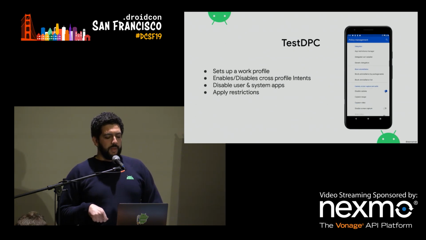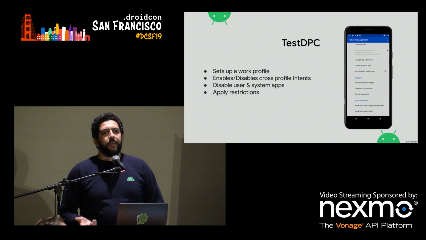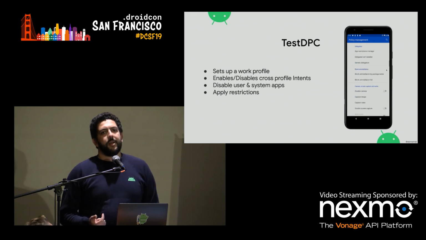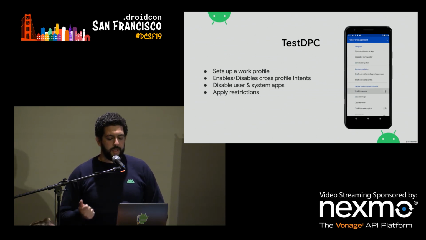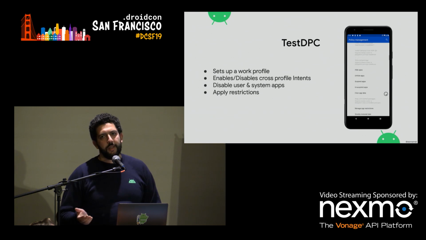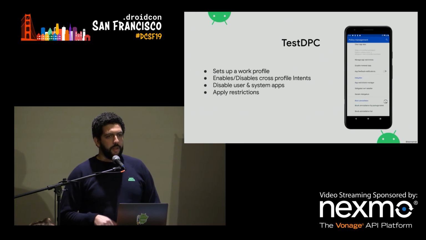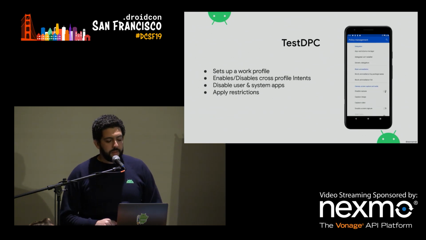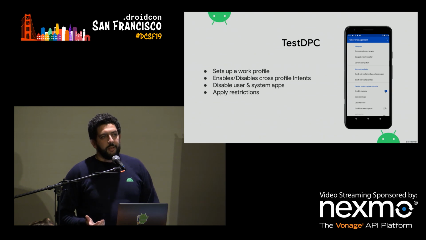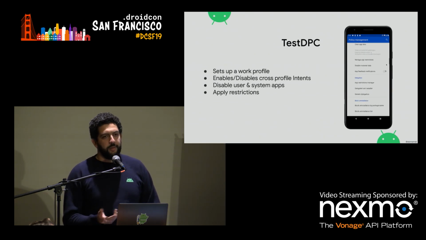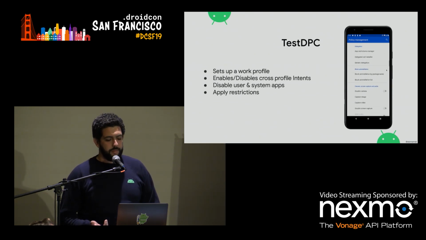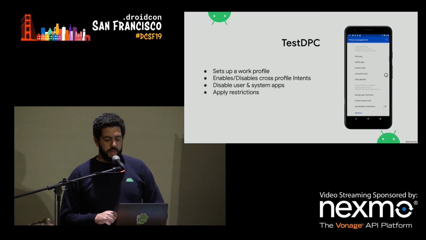And it also comes with a bunch of configurations that you could set as if an EMM would actually enforce them. So you could enable or disable specific intents to cross profiles. You could disable apps, including system apps. You could apply restrictions just as the managed configurations that we talked about, so you could see how your app would behave according to different restrictions being sent to you as well.